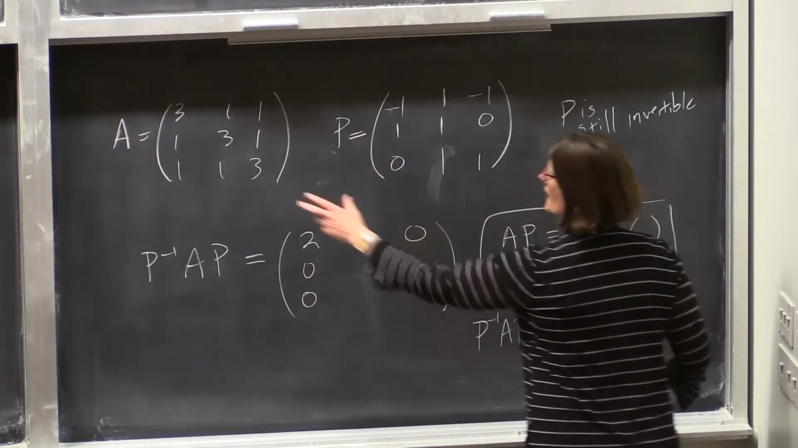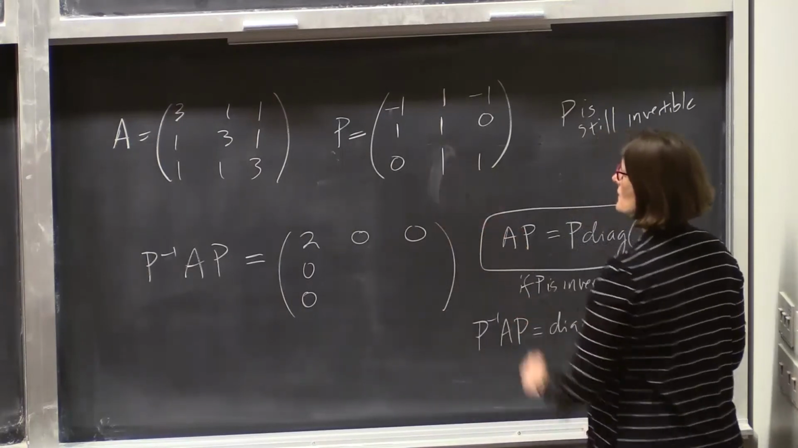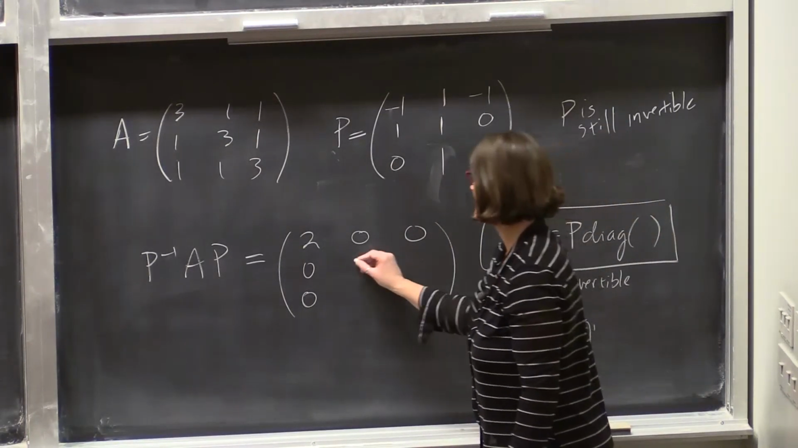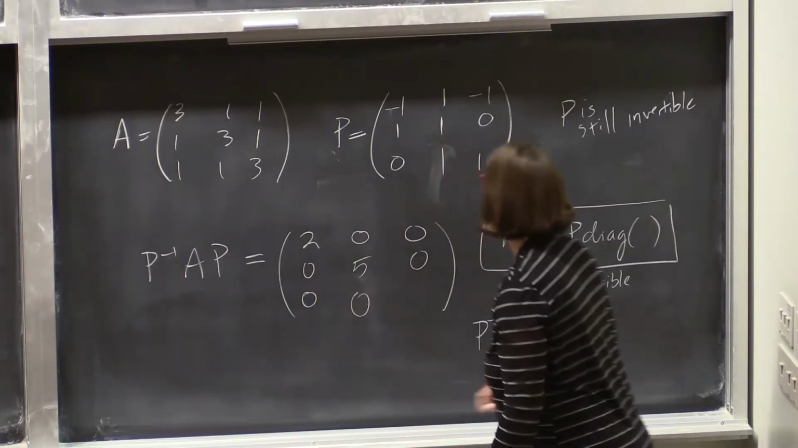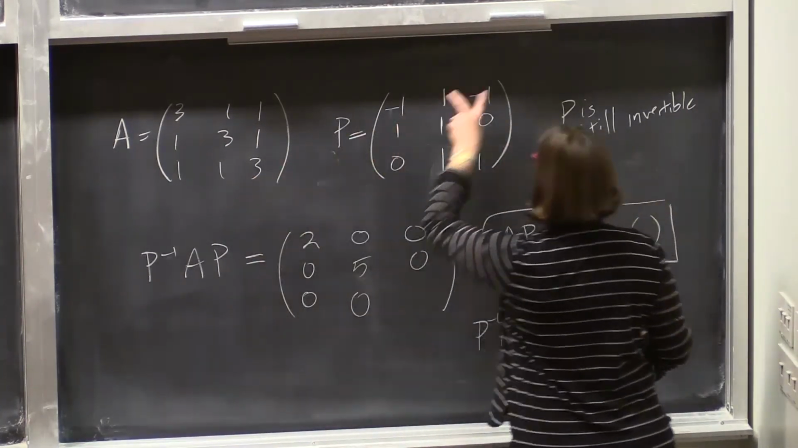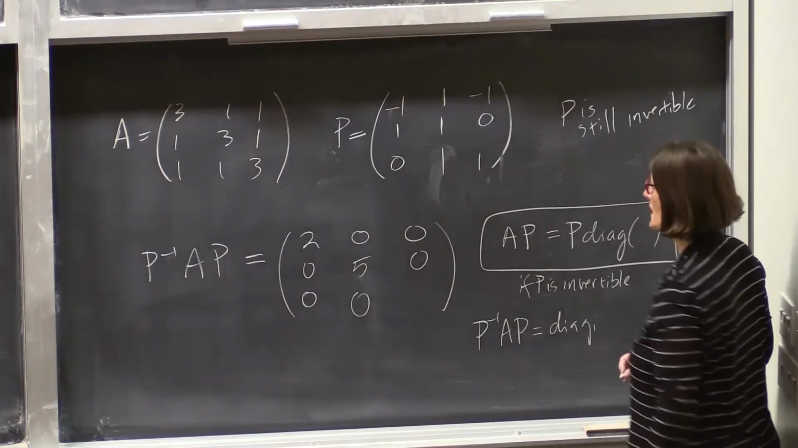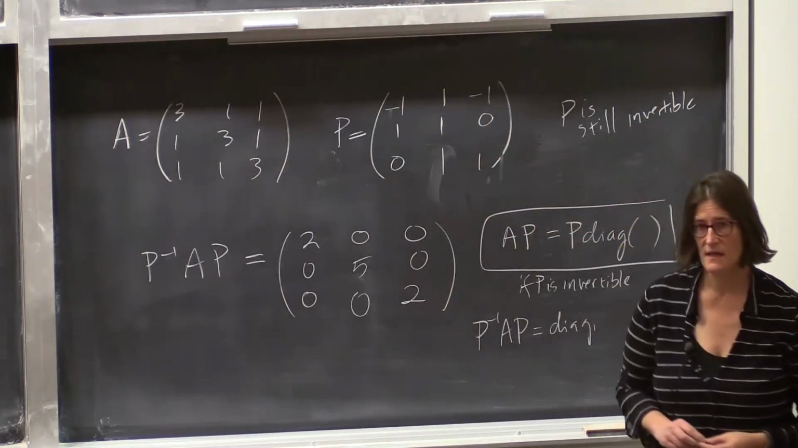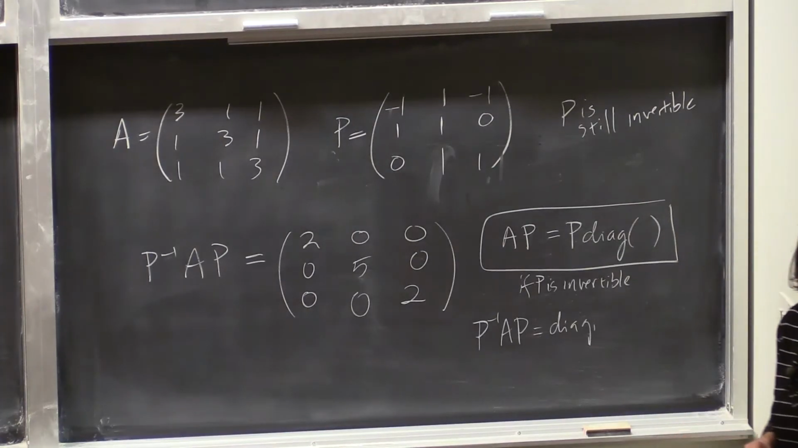Then I'm going to have this times the second column. What's the eigenvalue? 5. Then I'm going to have this times that. What's the eigenvalue for that? 2. So if a matrix is diagonalizable, there's a whole bunch of different ways of doing it.